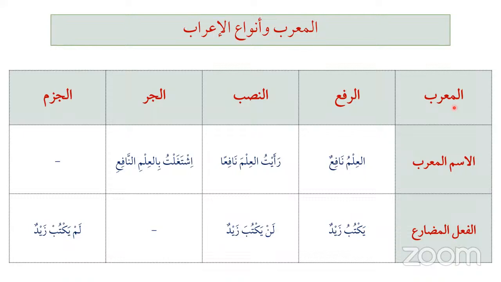And there are only 2 words that are impacted in the Arabic language. One is al-ismul mu'rab, and the second is al-fi'lul mudari. Al-ismul mu'rab experiences 3 states: raf, nasb, and jar, like we had in these examples here: al-ilmu nafi'un, al-ilma nafi'an, al-ilm, and an-nafi'. It doesn't experience the state of jazm. Fi'l mudari experiences the raf state and the nasb state, it doesn't experience the jar state, however, it does experience the jazm state.